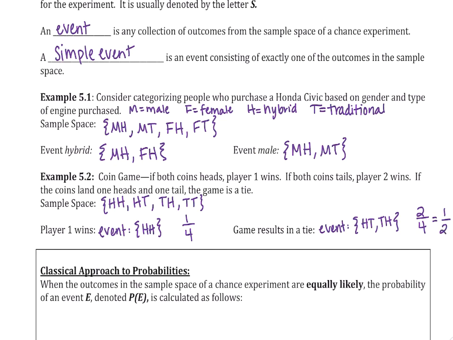So the classical approach to probabilities is when you look at your sample space and each of those outcomes in the sample space are equally likely, then the probability of an event E, which you would write probability and then E, whatever your E is, it could be words, it could be letters. The way you would calculate that is you would take the number of outcomes in the event E and divide it by the total number of outcomes, like we saw in example 2.